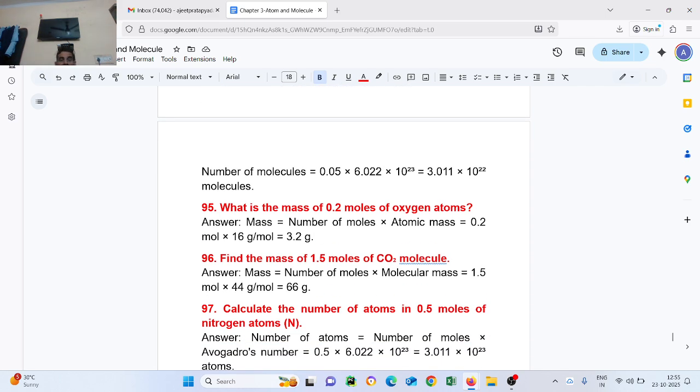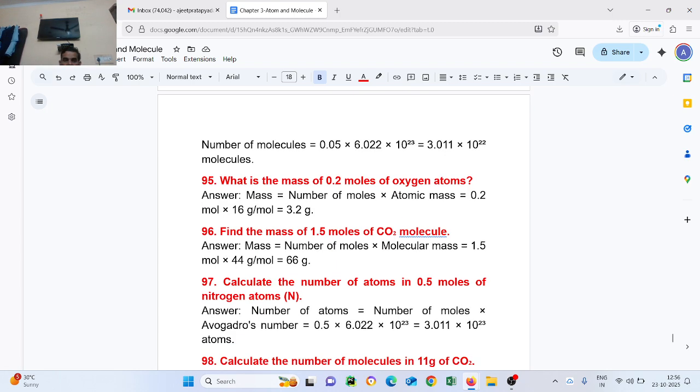Question number 95. What is the mass of 0.2 mole of oxygen atoms? Mass is equal to number of moles multiplied by atomic mass. So 0.2 multiplied by 16 equals 3.2 gram. Question number 96. Find the mass of 1.5 moles of carbon dioxide. Mass is equal to number of moles multiplied by molecular mass. So 1.5 multiplied by 44 equals 66 gram.